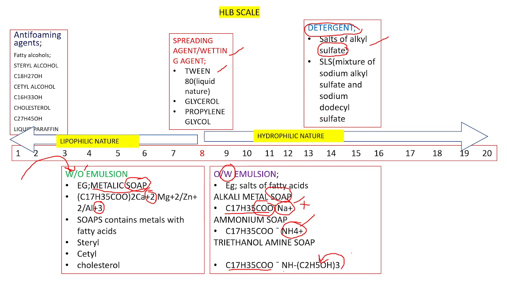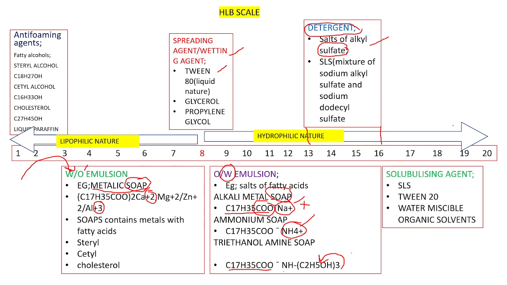What is the HLB value of this detergent? 13 to 16. Best example is SLS. Next one is solubilizing agent. What is the HLB value of solubilizing agent? 16 to 20.